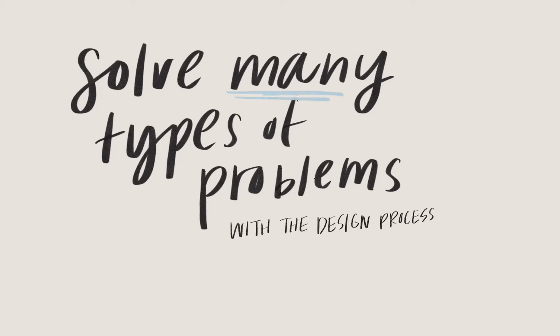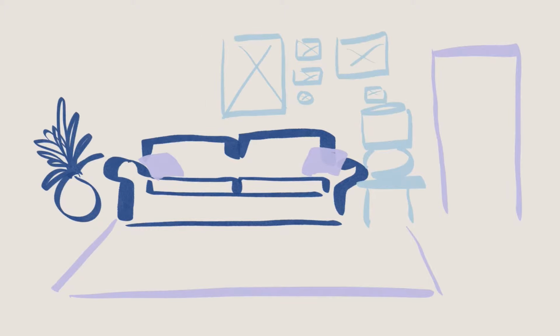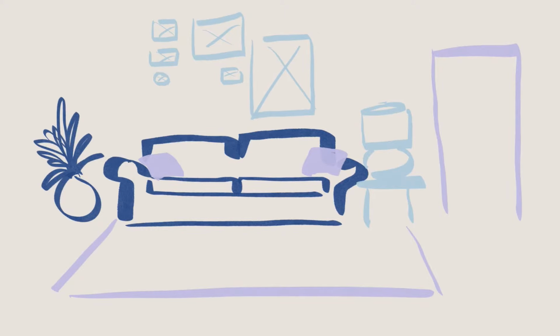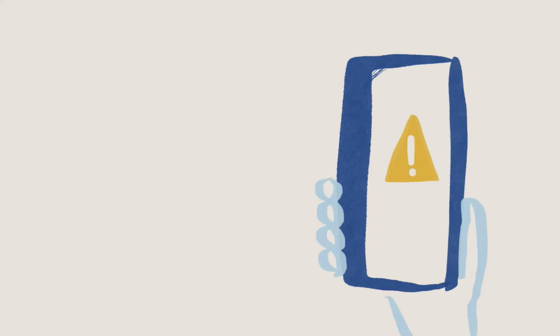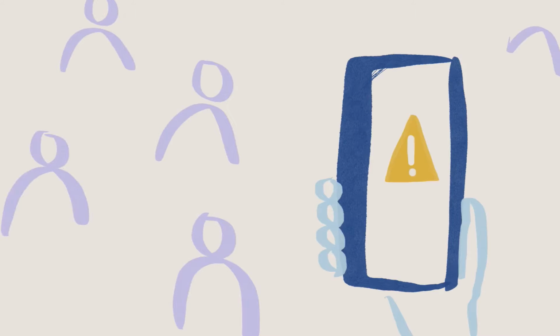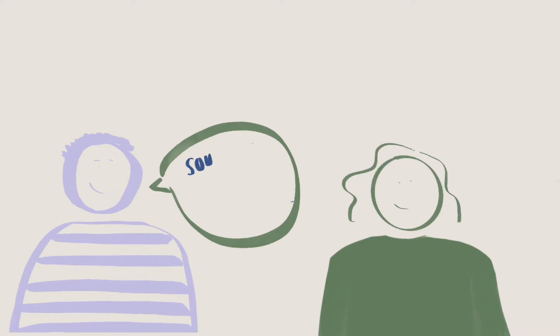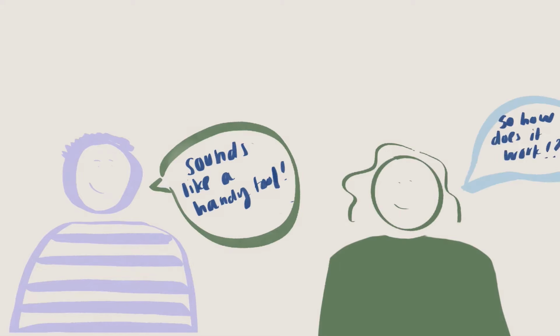from simple things you might encounter in your day-to-day life, like how to best set up your living room, to more complicated problems with multiple stakeholders, like how to develop a contact tracing application in a pandemic, and everything in between. So, what is the design process? It depends on who you ask, but basically there are 4 phases: discovery, creation, reflection, and implementation.